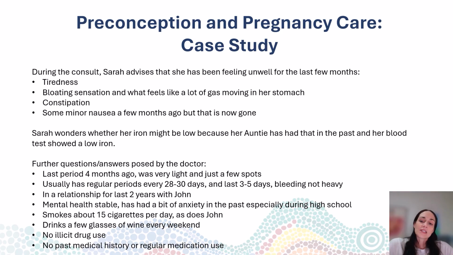And I'd also like to explore the relationship with John. So what's the relationship like? Is there any cultural issues? Is there domestic violence? Is he a safe support for her? We also then want to explore those risky behaviours there, which are the smoking and the alcohol. So I'd like to explore her readiness to quit smoking and reduce alcohol at this stage.